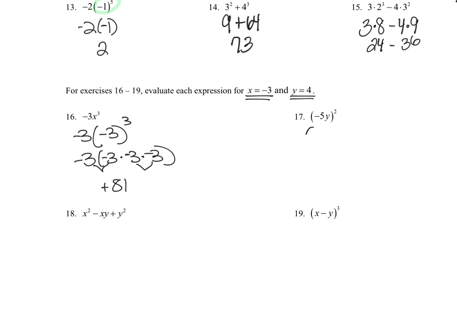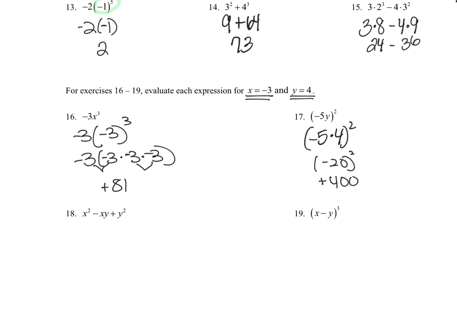Now number 17, I have a negative 5 and I'm going to substitute for y to be a 4. And so negative 5 times 4 is negative 20, and now you have negative 20 squared, so we know that's going to be a positive 400.